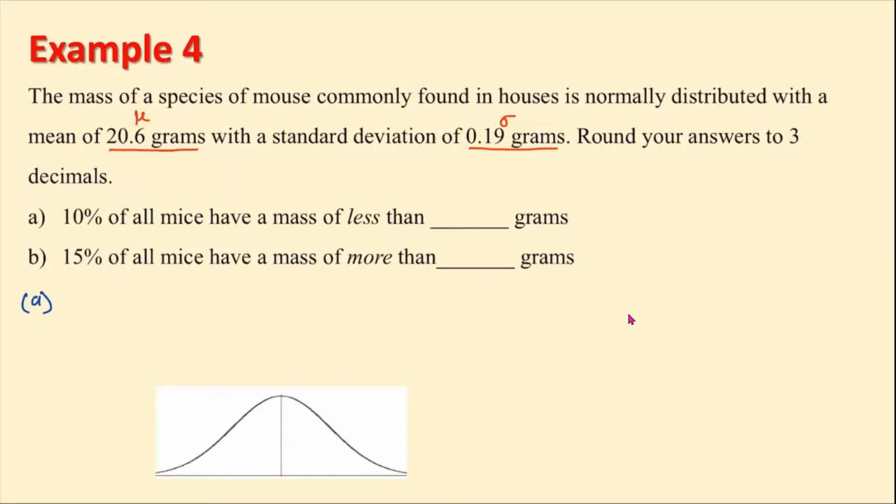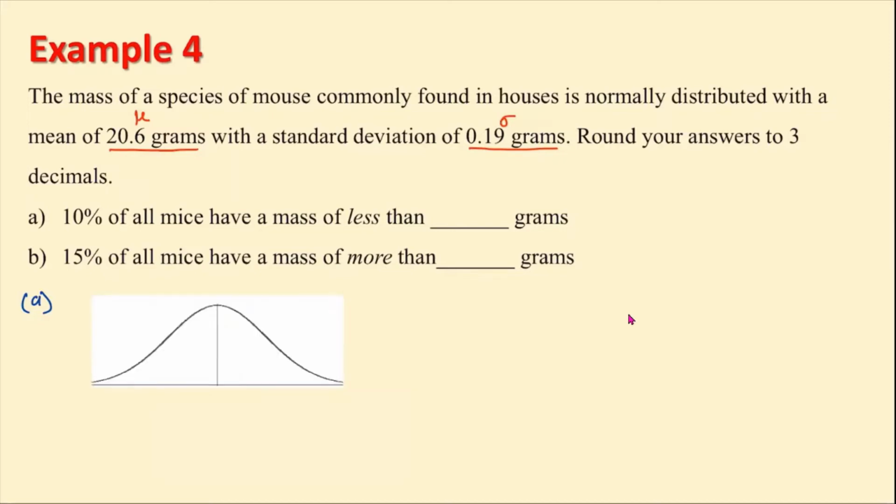Okay, here is that normal distribution. This is the normal distribution with the mean 20.6 and standard deviation 0.19. Meaning of that is, this is not a standard normal distribution. So the values along the x-axis are not z values. Instead, they are the x values. Okay, the question here is 10% of all mice have less than how many grams?